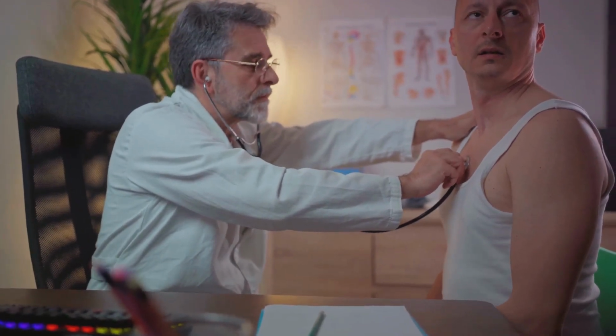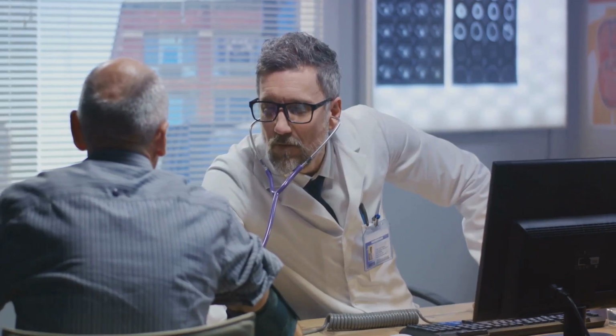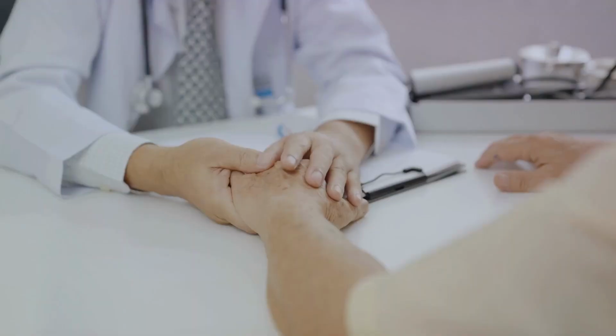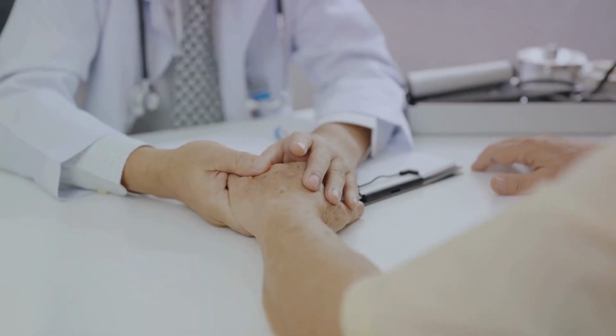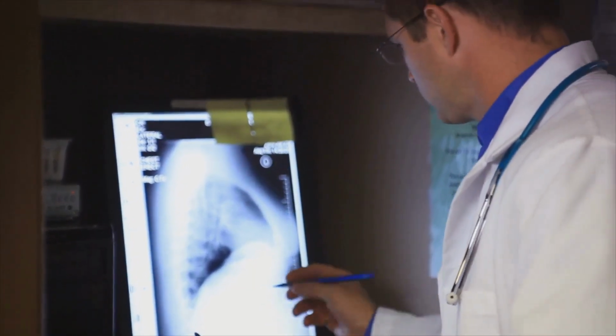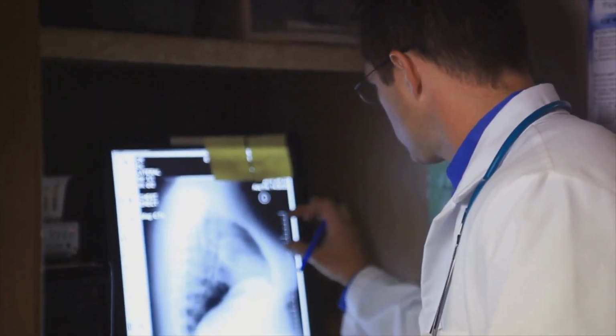Why is the chief complaint so crucial? It's because it forms the cornerstone of our diagnostic journey. It gives us a starting point, a hint, a clue to what might be going wrong in the patient's body. It's like the first piece of a puzzle that guides us in placing the rest of the pieces.